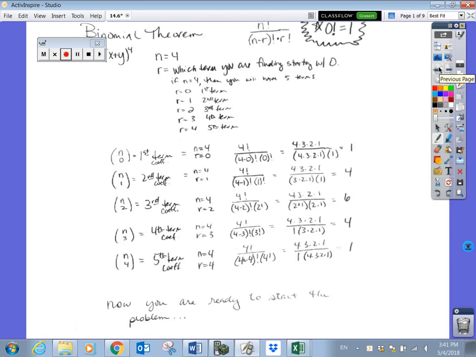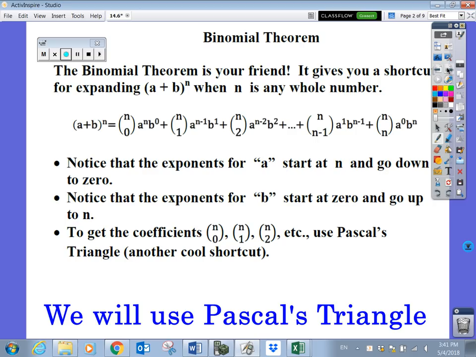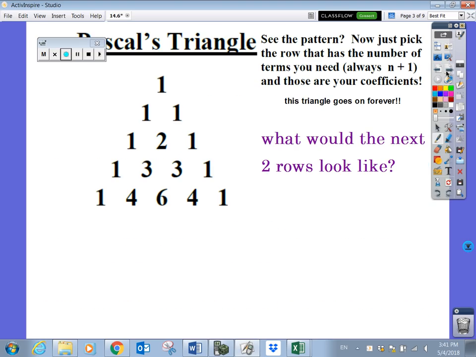So again, this is using factorials. The little exclamation point means factorial. So like 4 factorial means 4 times 3 times 2 times 1. And you could do this every single time to figure out what numbers you're going to use. But there is also this nice thing called Pascal's triangle, which is something you have to memorize, but really you don't have to memorize it, because if you look, there is a pattern that happens here.